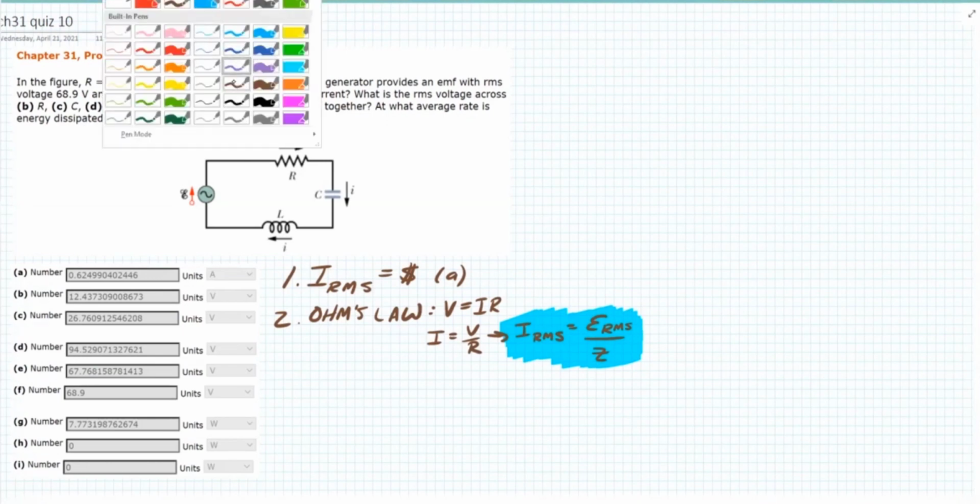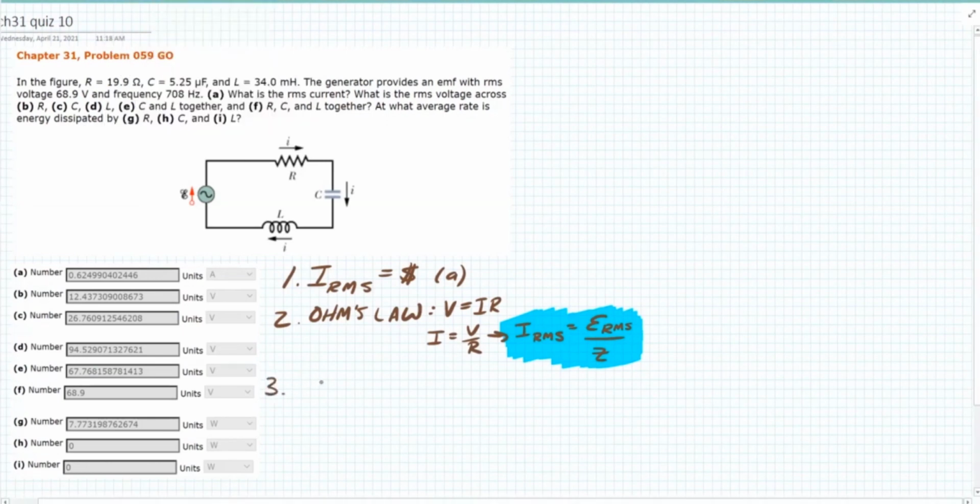Number three says, all right, the average current flowing through this circuit, what is the RMS current? It is the EMF, which is 68.9 volts. That's the RMS voltage, so I needed to make sure about that. All over the impedance. Here's the impedance: R squared plus the inductive reactance minus the capacitive reactance, squared, Pythagorean theorem. So let's run with these numbers.